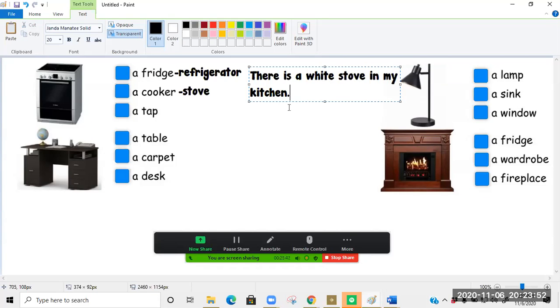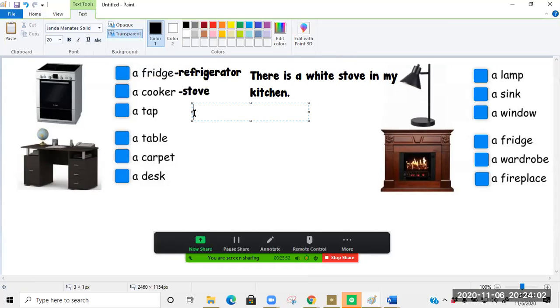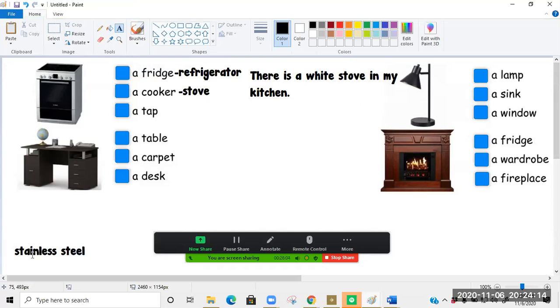Gray. Very good. Por cierto, si esa cocina fuera gris, pero es de un cierto material, a ese material le llamamos acero inoxidable, stainless steel, ¿ok? Así le llamaríamos. Stainless steel es acero inoxidable, son las que son grises, ¿ok? Stainless steel, very good. Okay, very good.